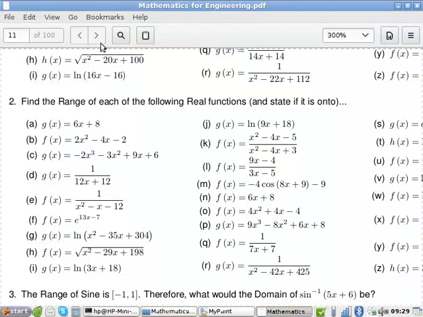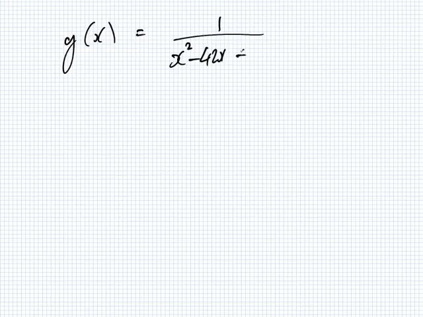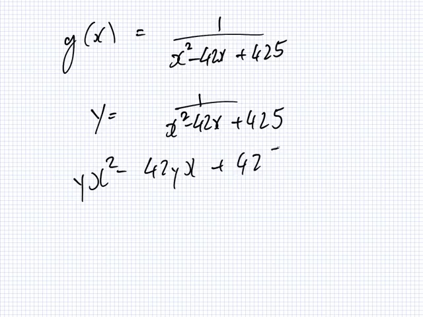What am I asking for here? The range. Does this have factors? It doesn't matter anyway. So, remember the steps. You say y equals this. Then you cross multiply, and you get this, and then you simplify.